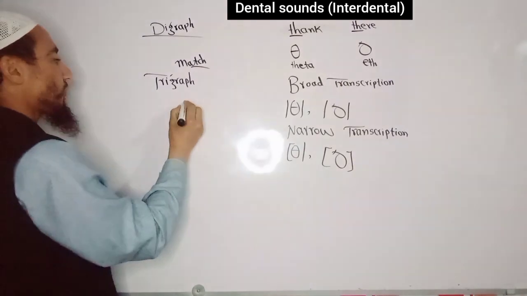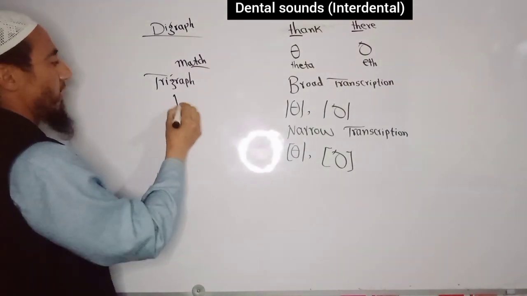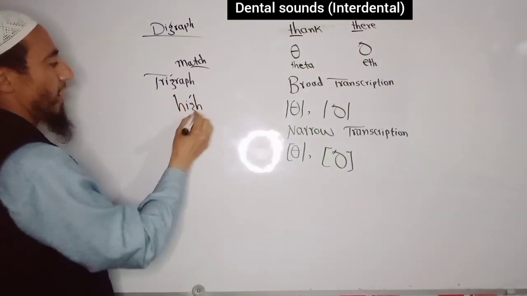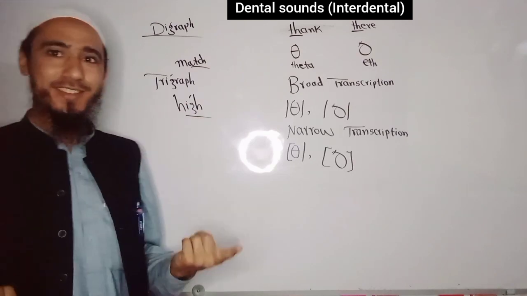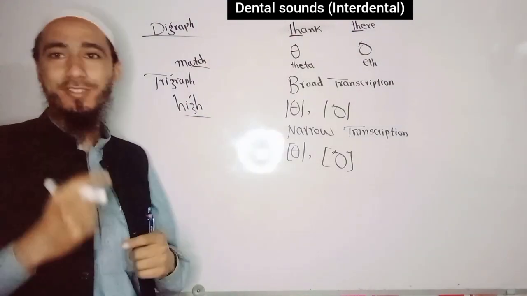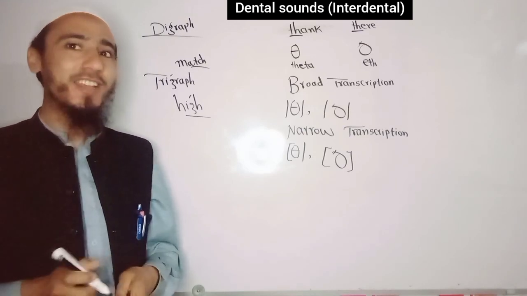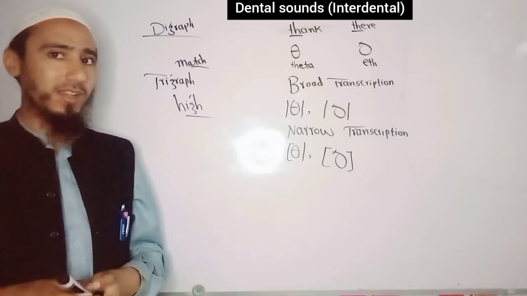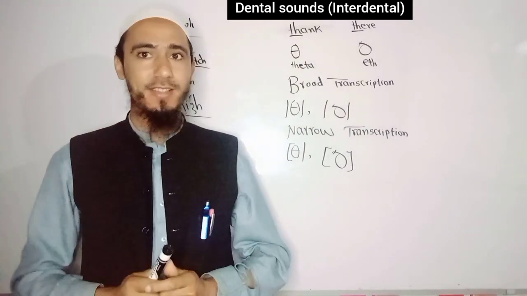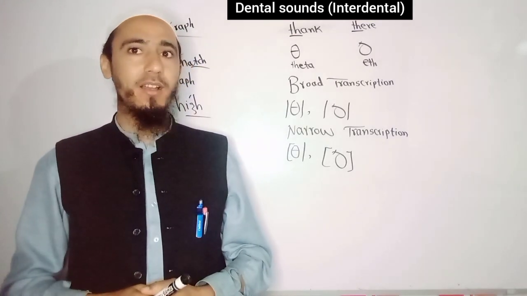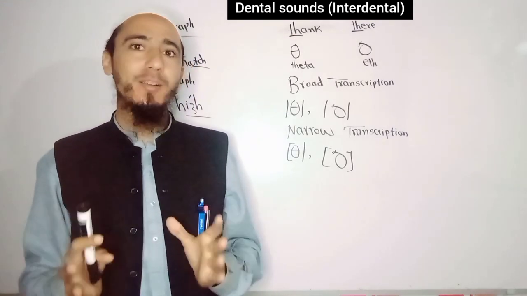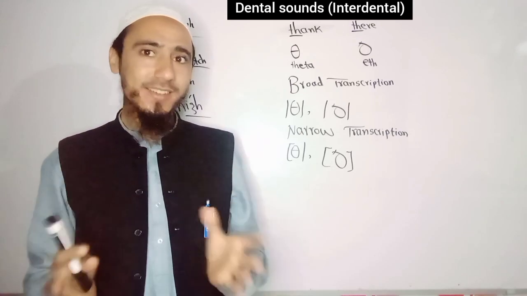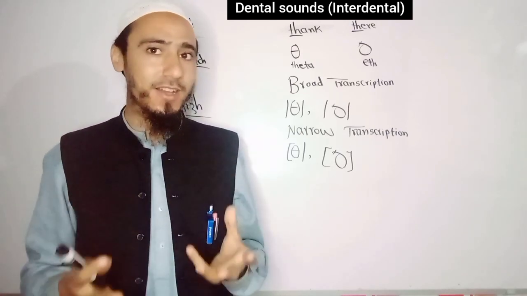If you say, for example, hi, this hi produces a single sound. IJH produces a single sound. That's why it is a trigraph. So listeners and audience, I think this topic is clear. In this lecture, I talked about what dental sounds are and how dental sounds are formed.